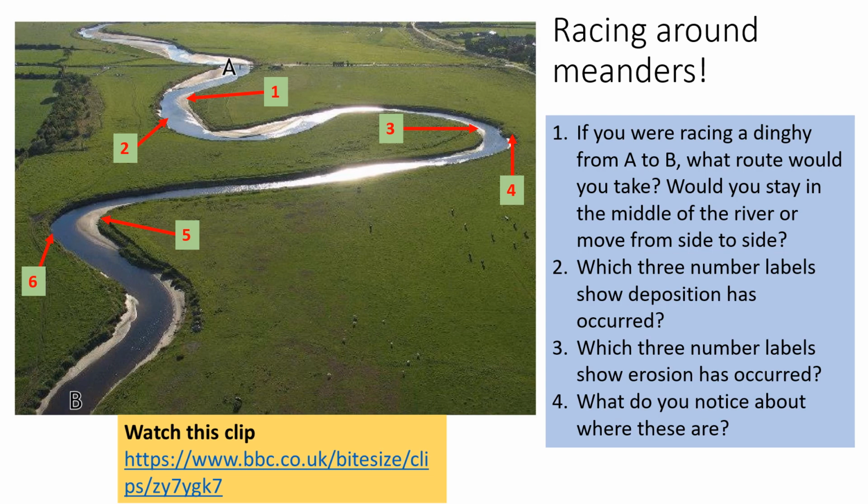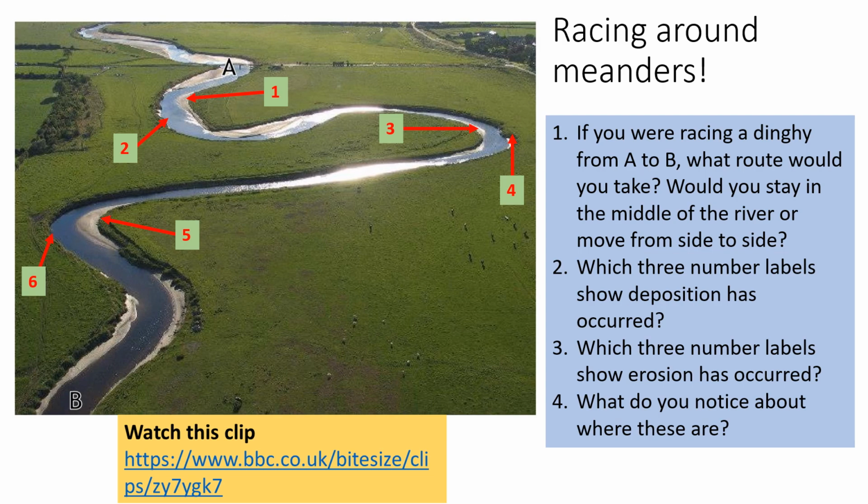So here is the first key task for today. Firstly, I would recommend watching the clip here, which is a little BBC clip explaining meanders. Once you've done that, I want you to answer these questions. If you were racing a dinghy from A to B on the river, what route would you take? You have to stay in the river. Would you stay in the middle of the river, or would you go from side to side? Have a little think about that and write down an answer.